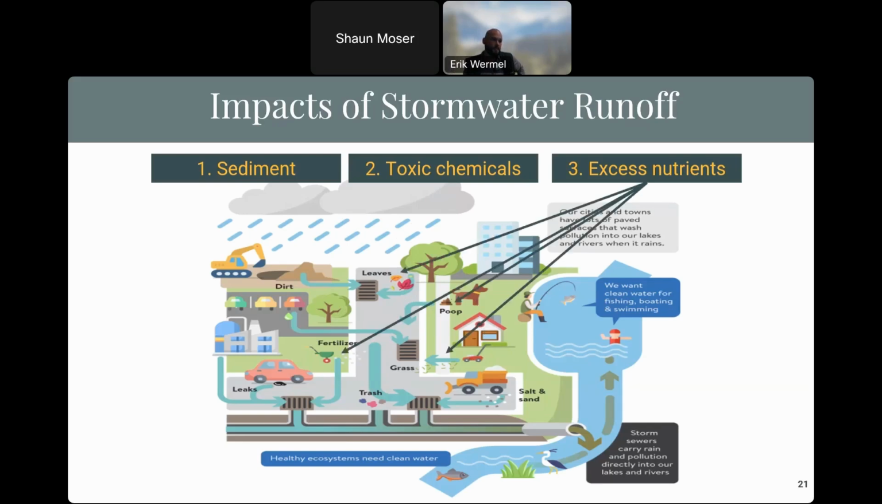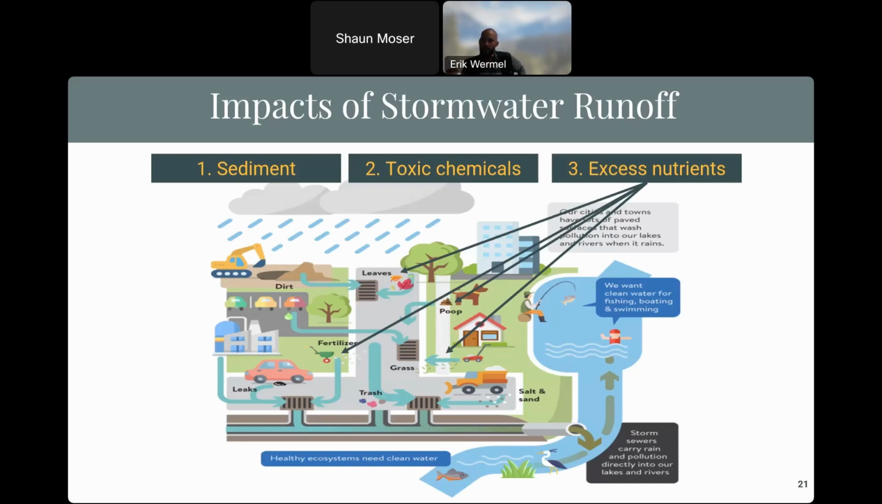And excess nutrients, this is a big one that we'll focus on a little bit more as we move forward. But fertilizers, yard clippings, pet waste, they all contain nitrogen and phosphorus and some potassium. And these are nutrients that in small amounts aren't damaging. They're found everywhere in any kind of decaying organic matter, but in high concentrations, they cause significant issues.